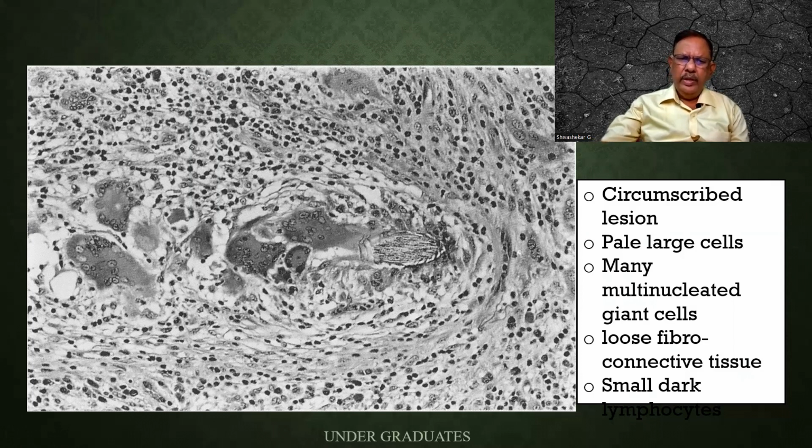In the background, I am able to see loose connective tissue. You can imagine a network behind. This is what is supporting the tissue. So there is a loose connective tissue. Also, there are many dark blue dots scattered throughout, which are nothing but lymphocytes.